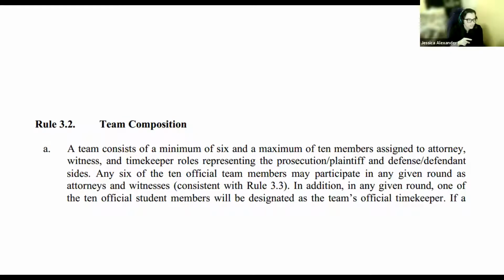Team compositions. So this was actually the question that was just asked, was how many people can be on the team. So we've already addressed this, and so just going to move on.